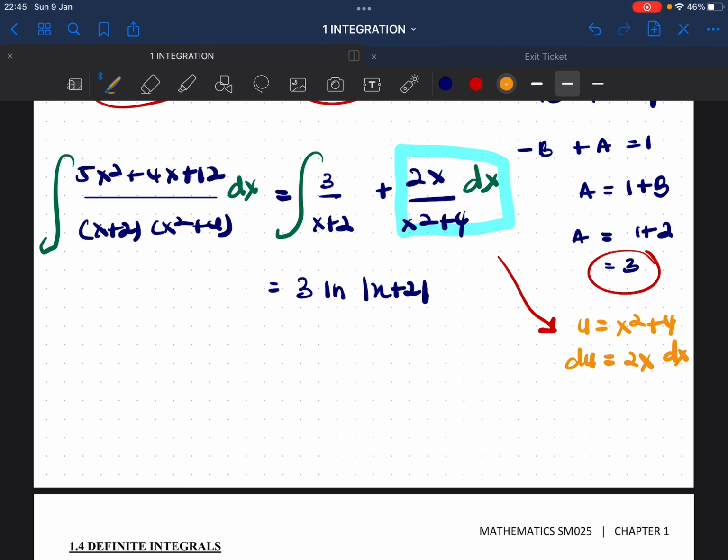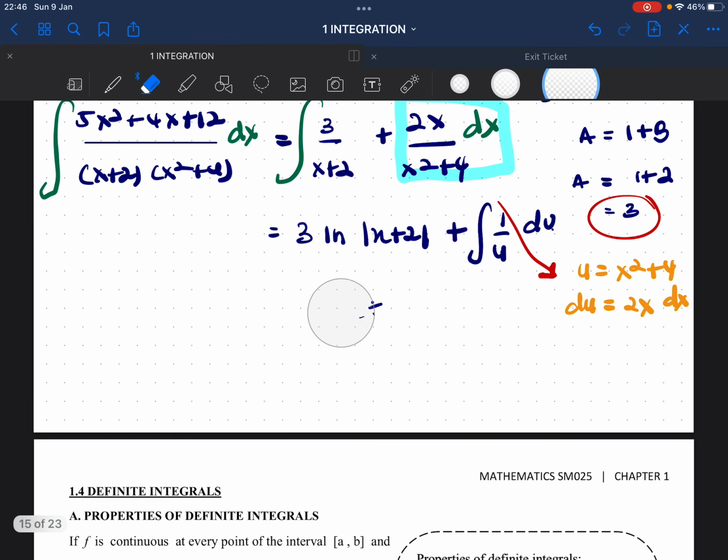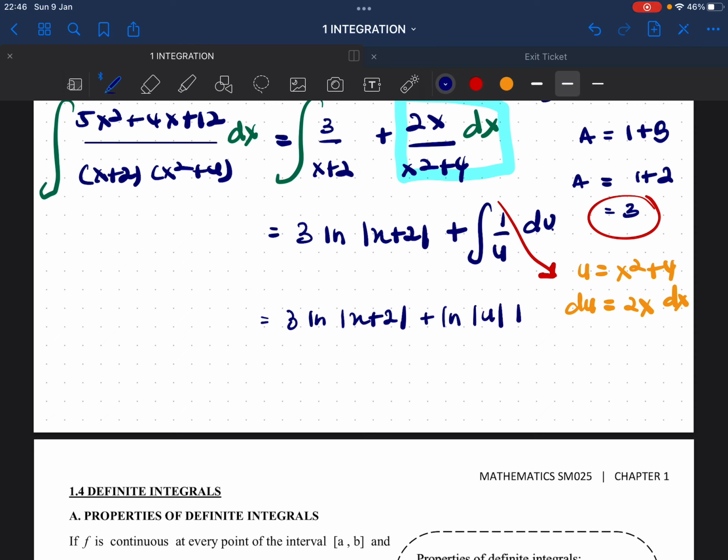Okay. So straight away, put it into here. That will be integrate 1 over u. So this 2x dx is our du. Okay. So we will have 3 ln modulus x plus 2. So integrate 1 over u, you will get ln modulus u plus c. Don't forget your u is x squared plus 4. So the answer is 3 ln modulus x plus 2 plus ln modulus x squared plus 4 plus c. And that will be your final answer for this integration by partial fraction.